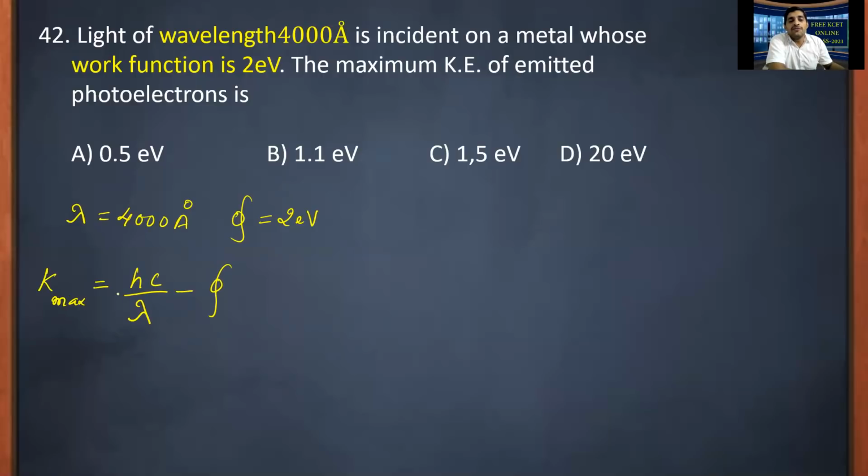So if you are to subtract this, then this hc by lambda also we have to represent in electron volt itself. So this is in joule. So what we have to do? We have to divide it by the charge of an electron.